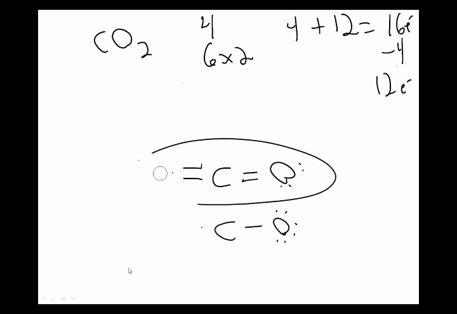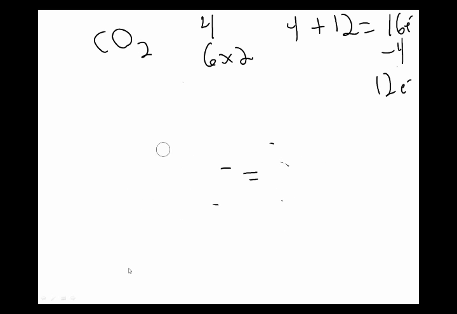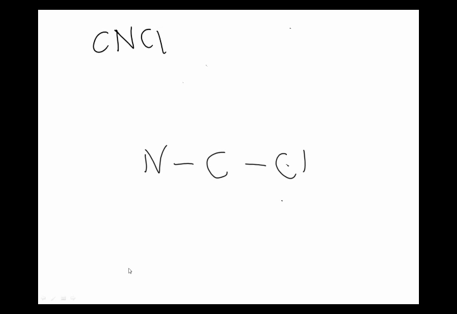Let me show you another one where the asymmetry is actually necessary. Let's do CNCl. This is kind of a weird one, and you might be able to guess. There's 3 atoms, one of them has to go in the middle. Remember what I said earlier? Which one should probably go in the middle? It's going to be carbon, and you're going to have a nitrogen and then a chlorine out here, so we can make our bonds.